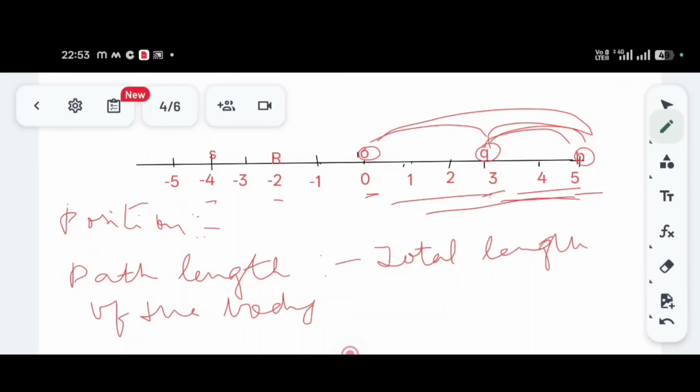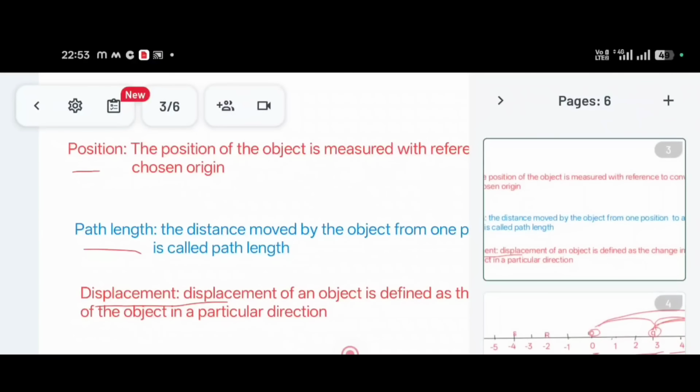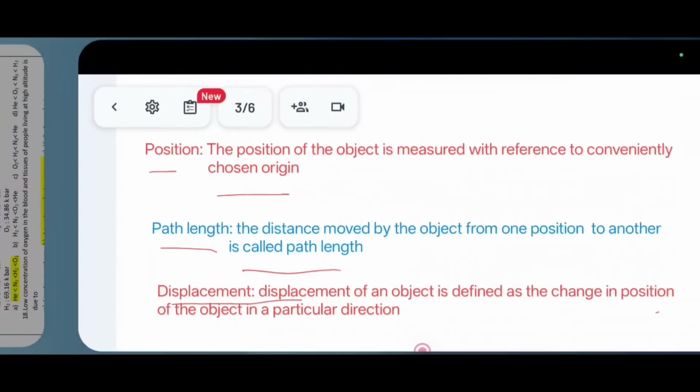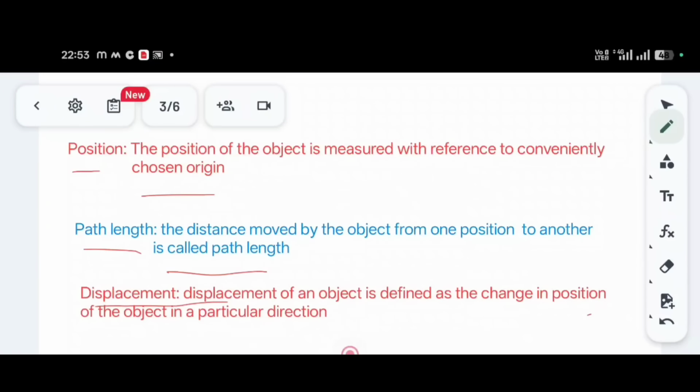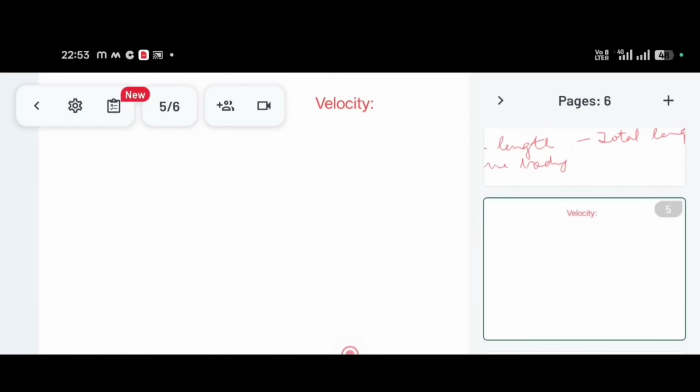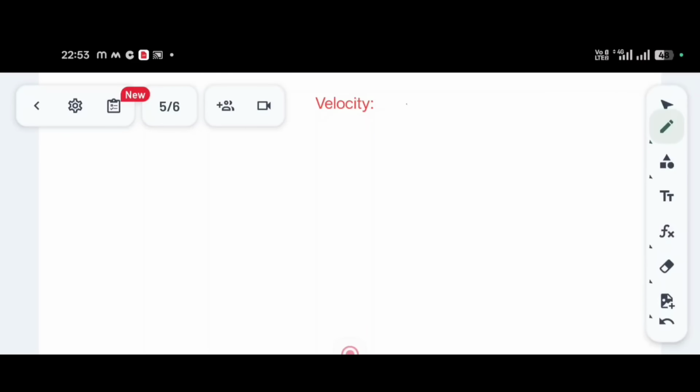So we can see the definitions clearly. The position of the object is measured with reference to a conveniently chosen origin. Path length is the distance moved by the object from one position to another. Displacement is defined as the change in position of the object in a particular direction. Okay, let us move on to our next topic, velocity.